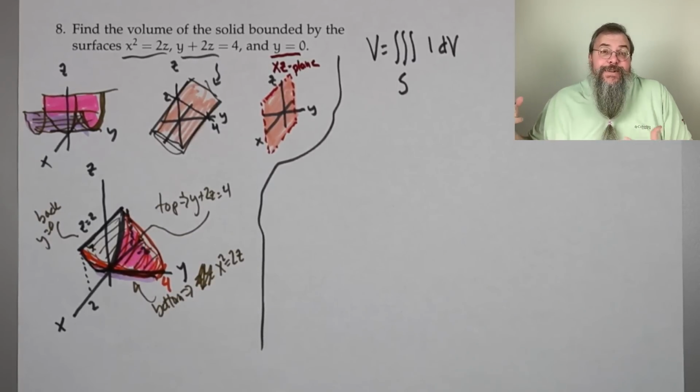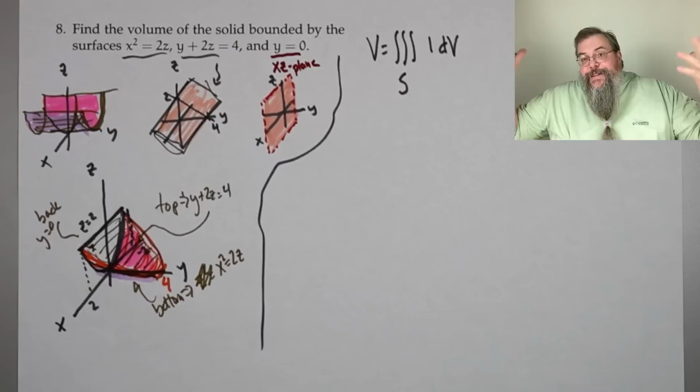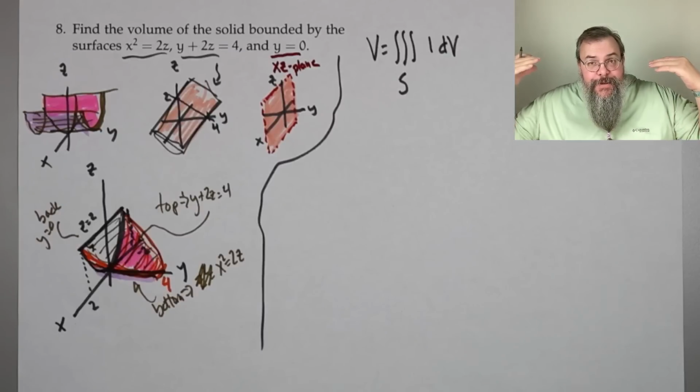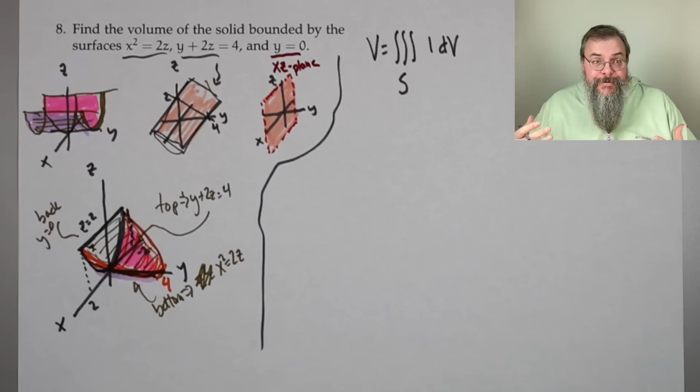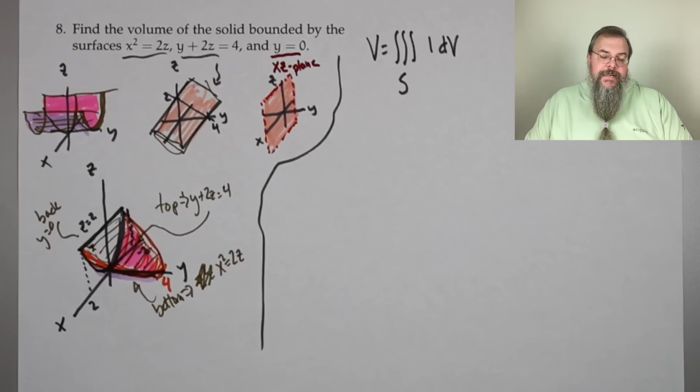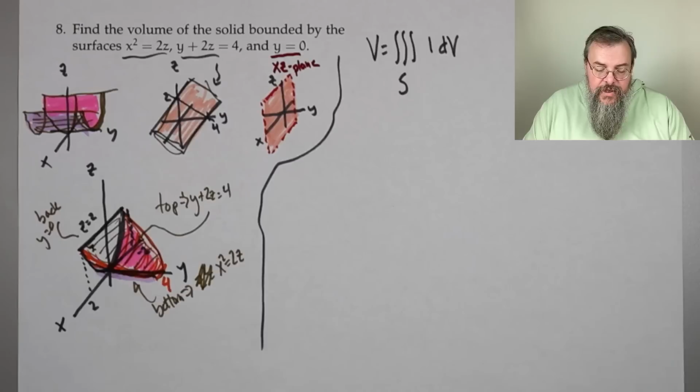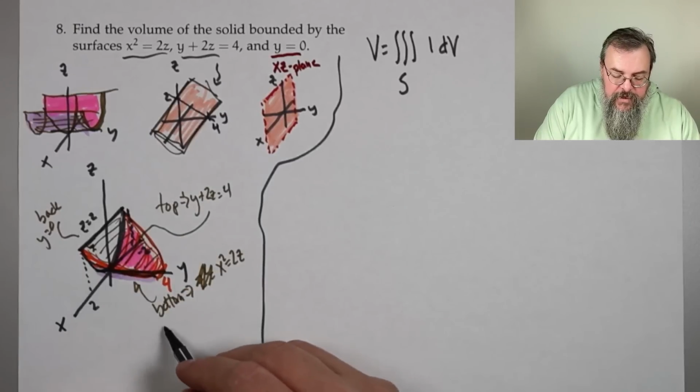So given that our volume is this integral of 1 over our solid, we have to actually do the integral. It's not just theoretically, okay, yeah, great. We've got to put rubber to the road. How do we do this? We have to decide which order of integration we want. In other words, how do we want to move?